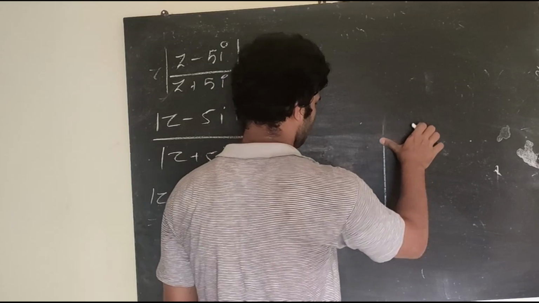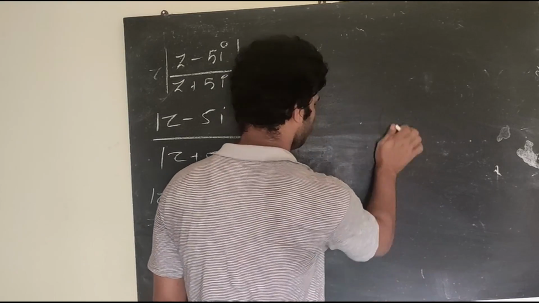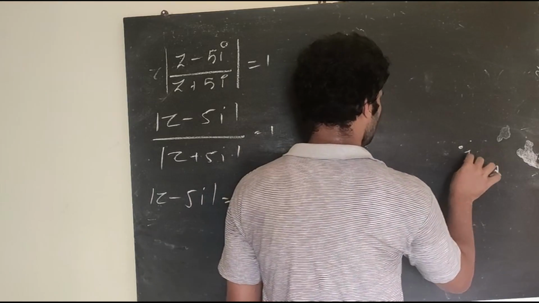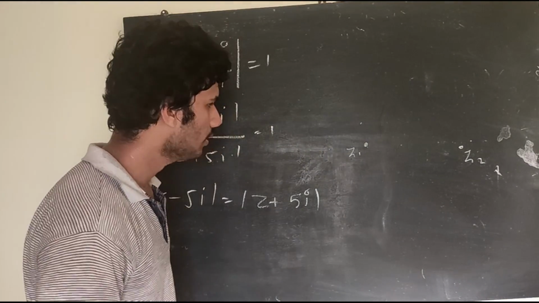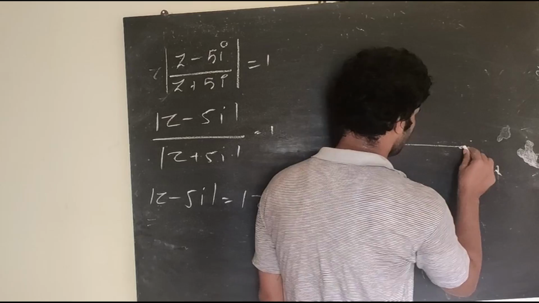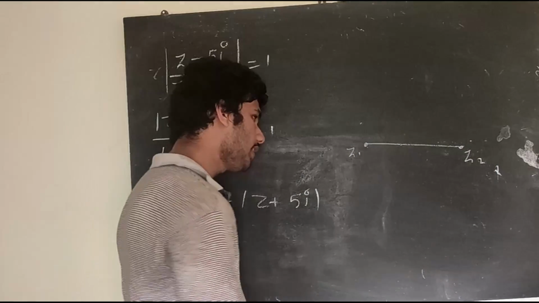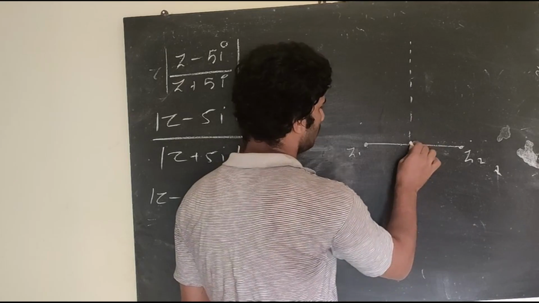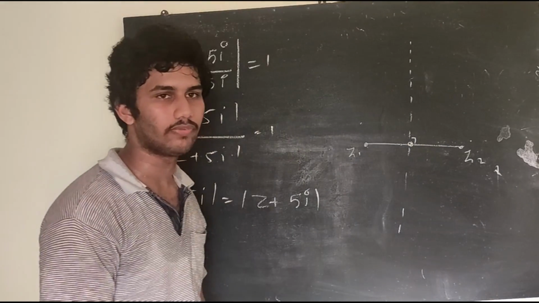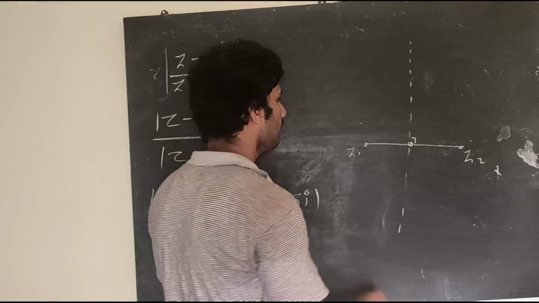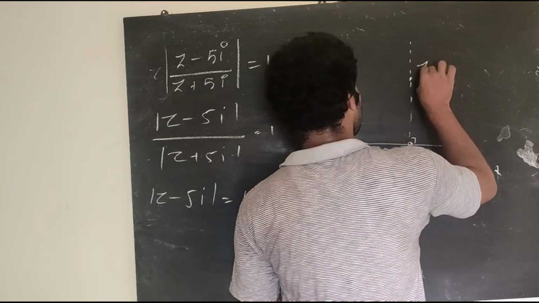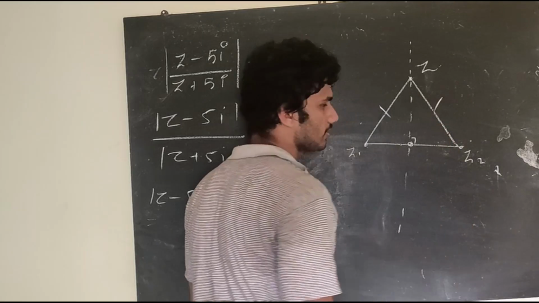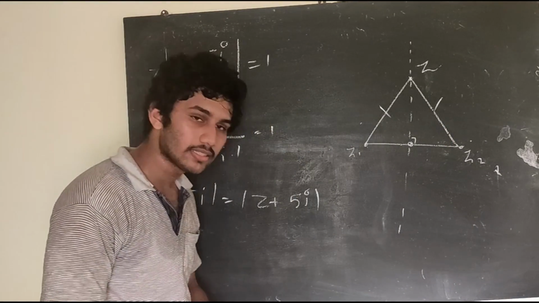Let me draw it. Let me take 2 points, Z1 and Z2, and I'll join Z1 and Z2. I'll draw the perpendicular bisector of Z1 and Z2. And there is some point Z. This distance and this distance are equal. So this is a property.